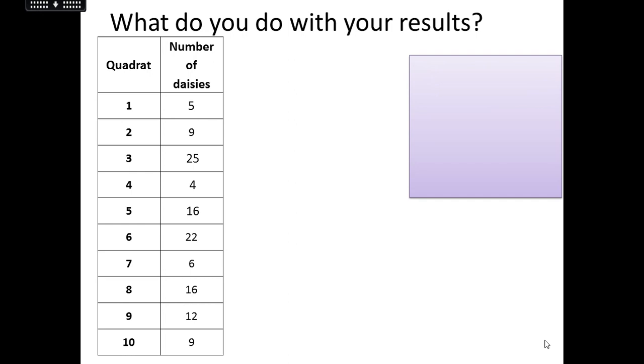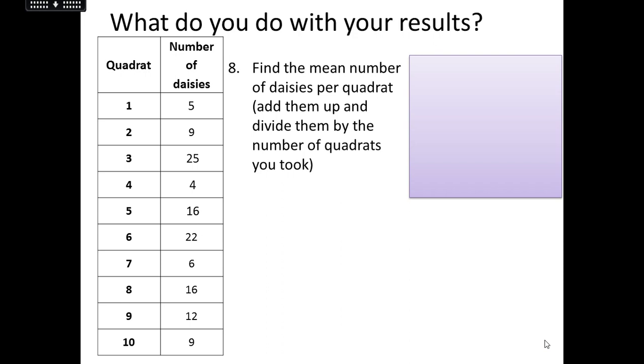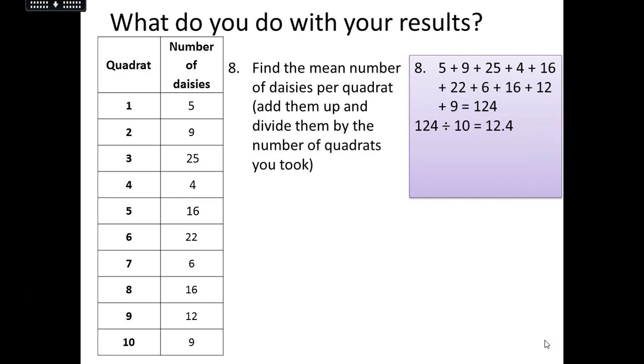So say you've got a set of results that look like this. So we did 10 quadrats and we've got all these different numbers of daisies inside it. So in the purple box again, I'm going to do workings with you. So you find the mean number. So just a bit of maths recap. Finding the mean is when you add all of the numbers up and you divide them by the number of quadrats we took. So in this case, we took 10 quadrats. So if we added up all of our results, we get 124, divided by 10, we get 12.4.